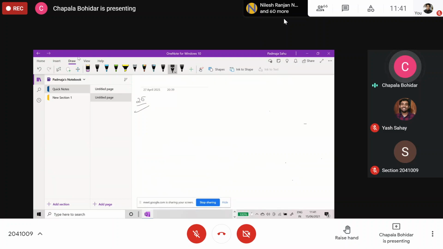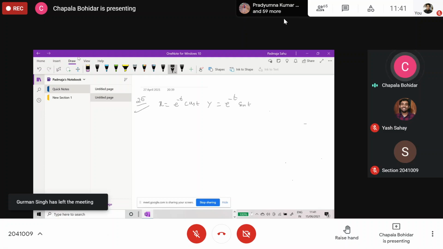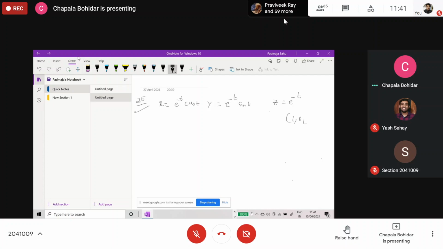x is equal to e to the power minus t cos t, y is equal to e to the power minus t sin t, z is equal to e to the power minus t, at the point 1, 0, 1. Find parametric equation for the tangent line to the curve with given parametric equation and the specified point.